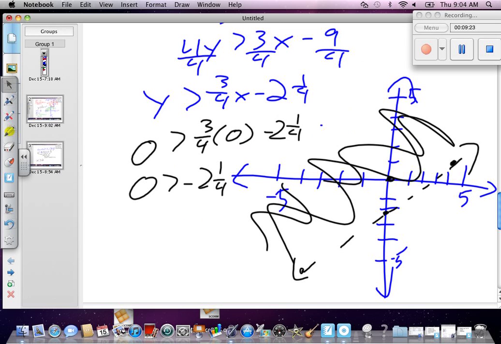Okay. So we know our steps here. We have to get it in slope-intercept form. We graph. We figure out what the y-intercept and what the slope is. We plot the y-intercept. Then we move up and down from the slope. We figure out if it's a dotted line or a solid line. And then we plug in 0, 0 to figure out which side to shade.